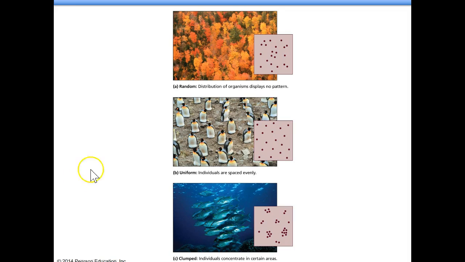In the top one, the way that we see these trees, isn't that a beautiful fall picture? I love the fall, my favorite time of year.